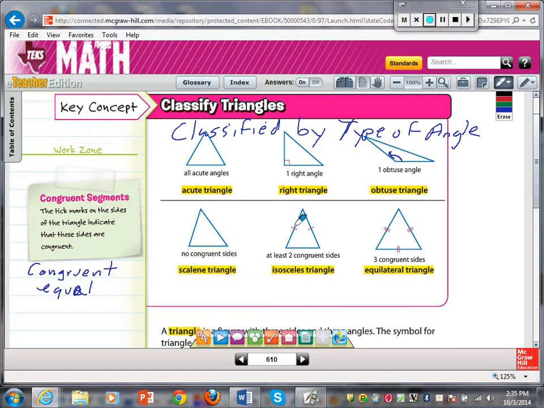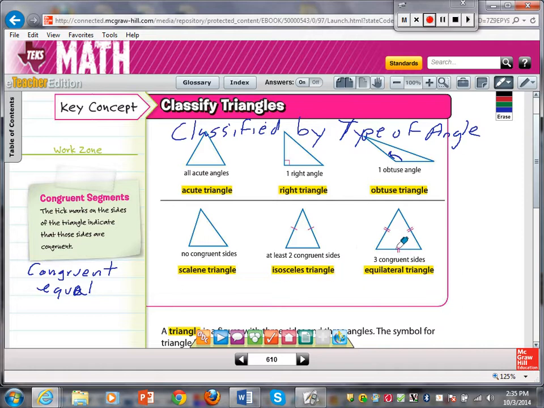Now this tick mark right here means, if you can look at your side note here, congruent segments. The tick marks on the sides of the triangle indicate that those sides are congruent, meaning they are the same or equal. So in this case, these two tick marks here tell you that this side and this side are equal. Therefore, if you have two sides that are congruent, then you have an isosceles triangle.